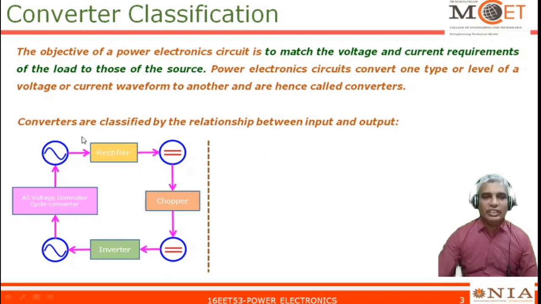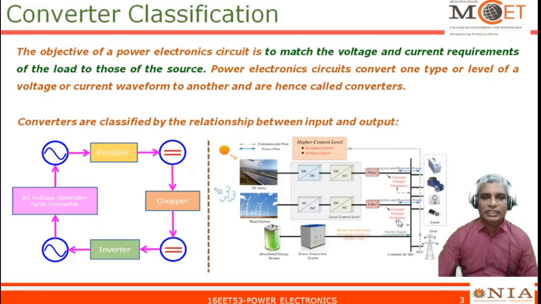So let us look into a simple example where these converters are employed. Now let us consider an example of a distributed energy generation system, something like this. Here I have a photovoltaic panel and a wind turbine. The output of the photovoltaic panel and the wind turbine is based on the environmental condition. If the environmental condition varies, the output of photovoltaic panel and wind turbine also varies. But here is a grid. Grid always requires a constant voltage and constant frequency.